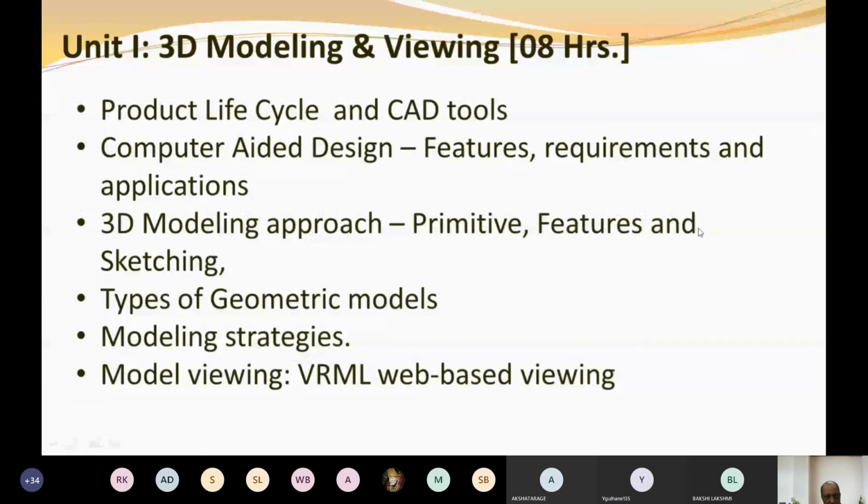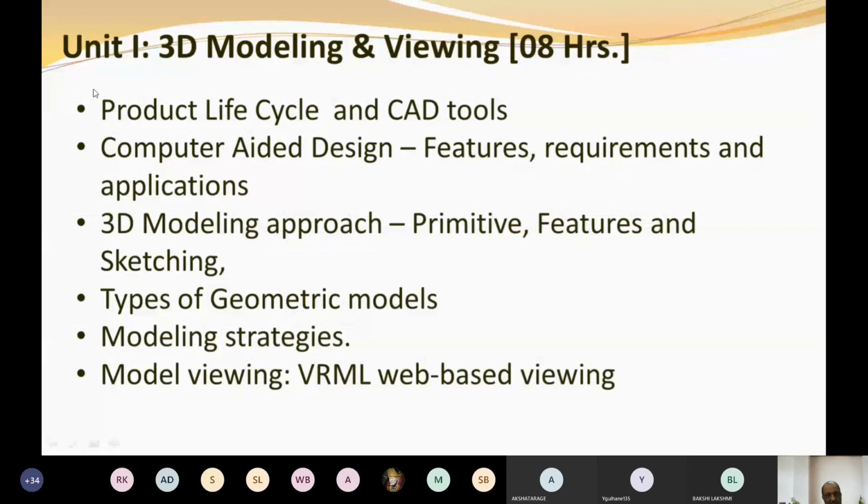So sketching means you have drawn the sketch in AutoCAD. Now this sketch can be used for the development of a solid. We will see in detail what the different modeling approaches are: types of geometric models, then modeling strategies, that is top down approach or bottom up approach.